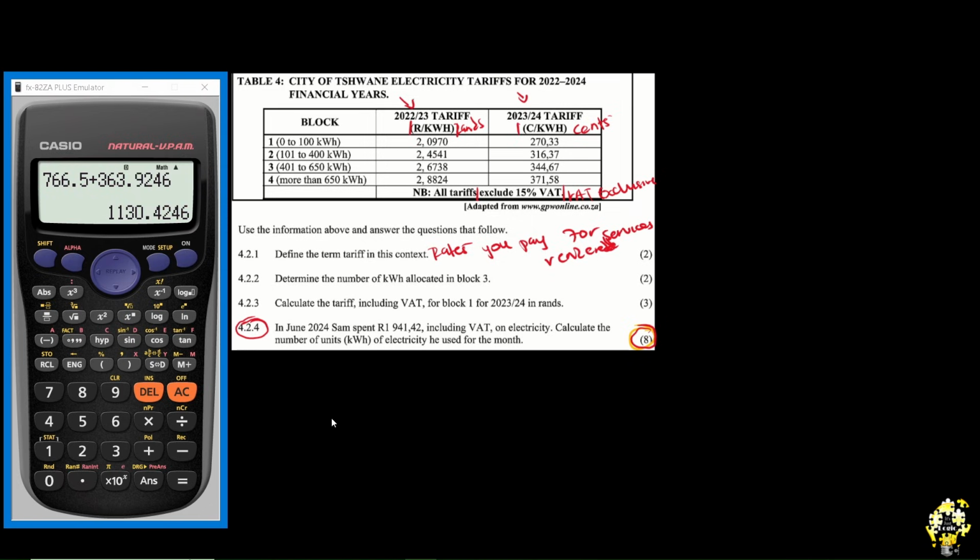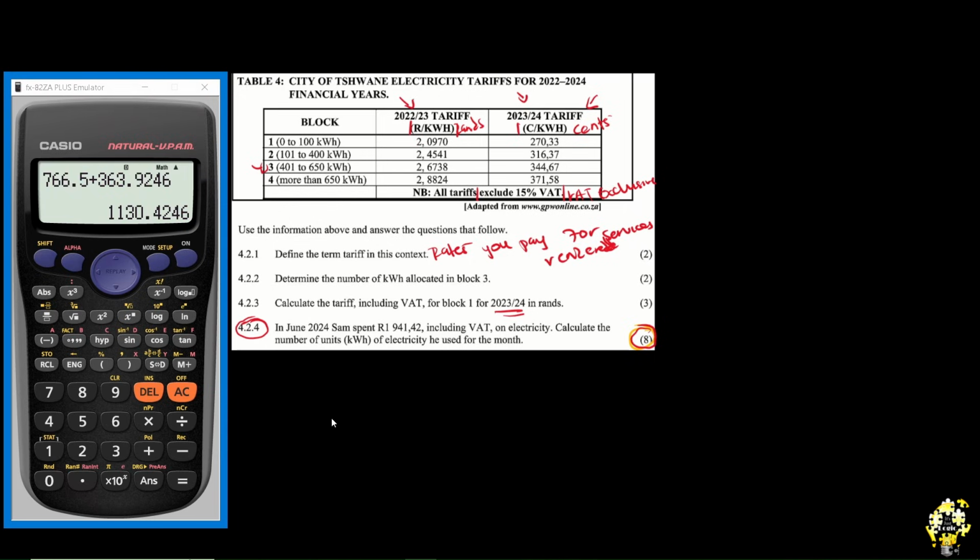Determine the number of kilowatts allocation in block 3. And now we are solving it. This is block 3, where you have to say 650 minus 101. And then calculate a tariff including VAT for block 1. For block 1, obviously in rands, it's for 2023 and 2024. You're going to use this one. The reason why I'm going through it quickly is because this is not what we are here for. So for block 1, 100 minus 0 is 100.